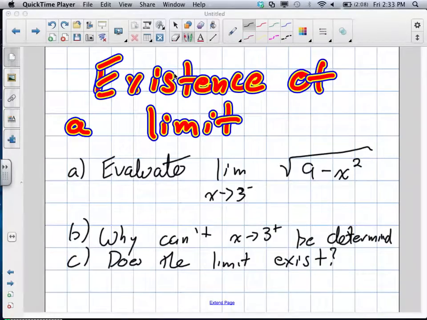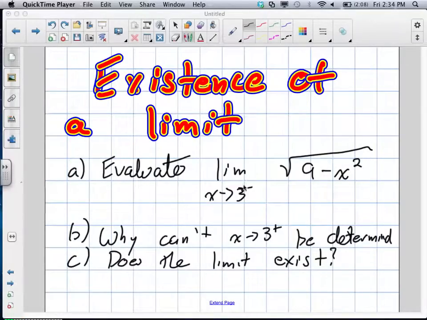Okay, the existence of a limit. The very first question asks us to evaluate the limit as x approaches 3 from the left. What we have here is the root of 9 subtract x squared. If you were to graph this, you're looking at a circle function.